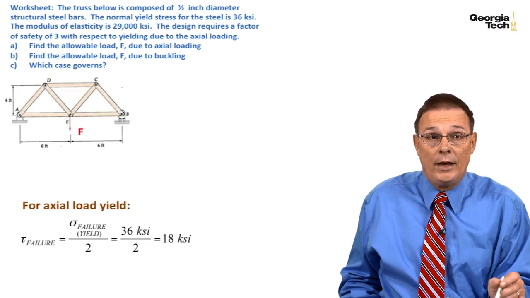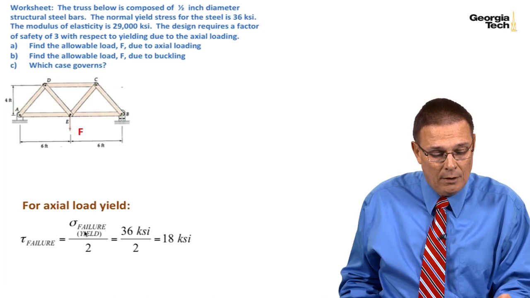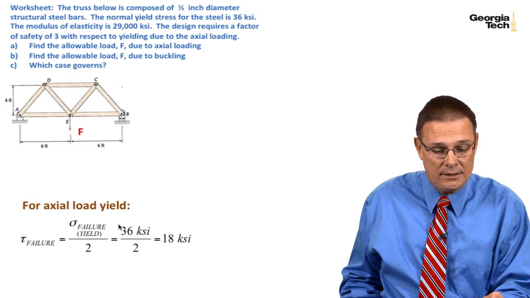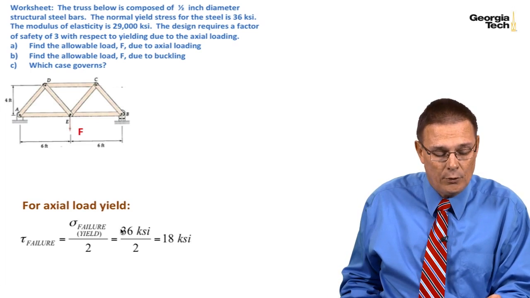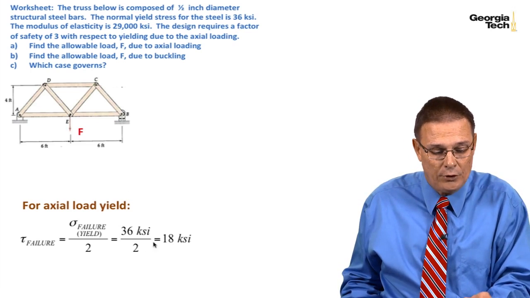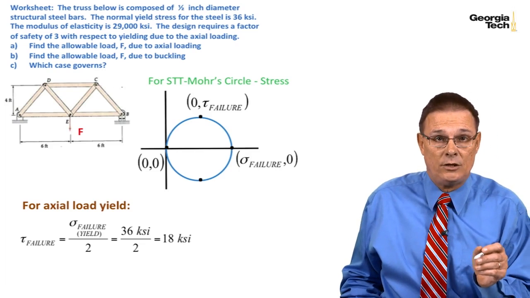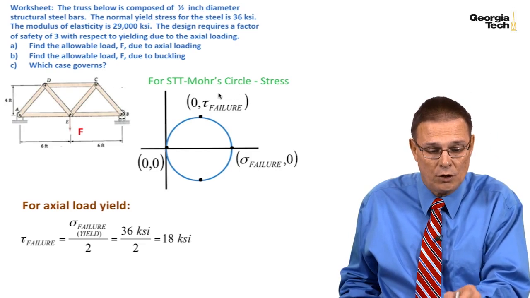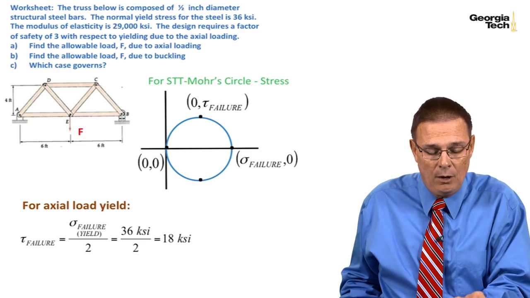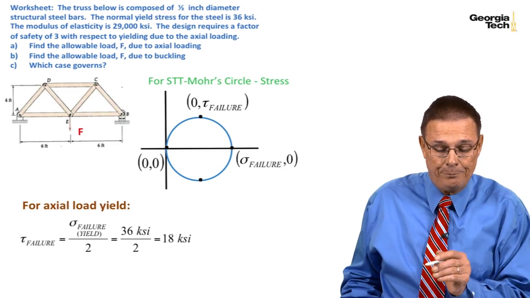For an axial load then, the failure shear stress will be equal to the failure normal stress or yield stress divided by 2. In this case, the yield stress for steel is equal to 36 KSI, so the shear failure stress is 18 KSI. And this is based on a simple tension test. As we've talked about before, if we used Mohr's circle and we were doing a simple tension test on any of these members, we would see that sigma failure is 2 times the tau failure.